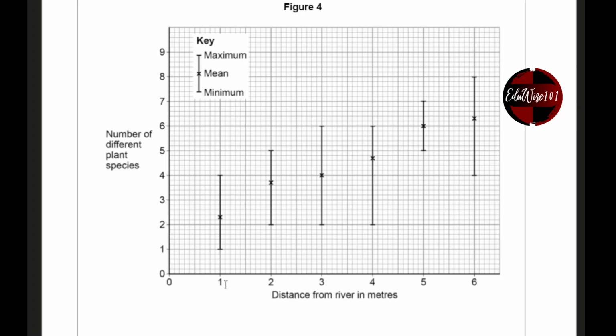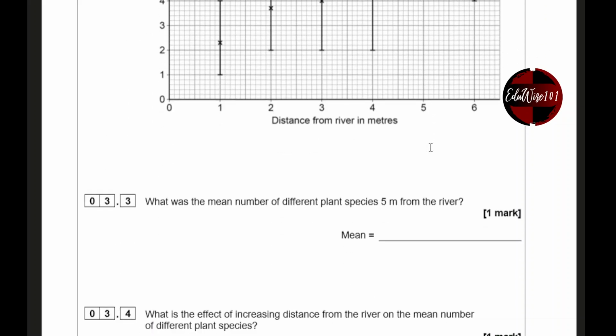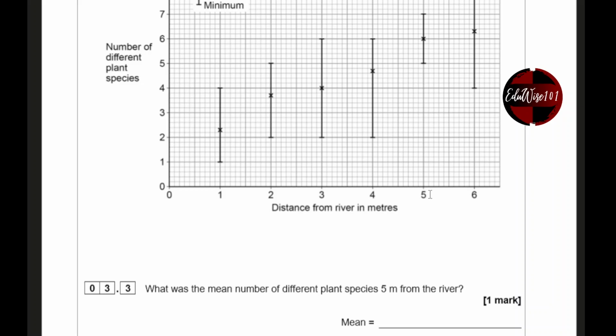As you go from 0 to 6 meters, you can see the number of different plant species is slowly increasing. What is the mean number of different plant species 5 meters from the river? So at 5 meters, the star that they have put is where the mean number is. So at 5 meters, 6 is the answer.